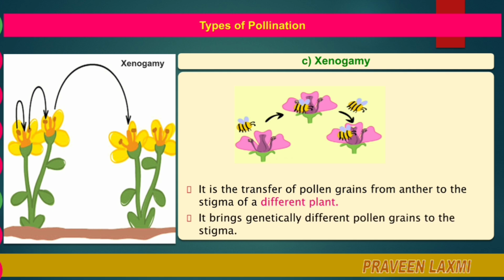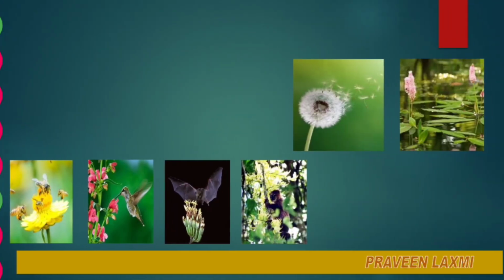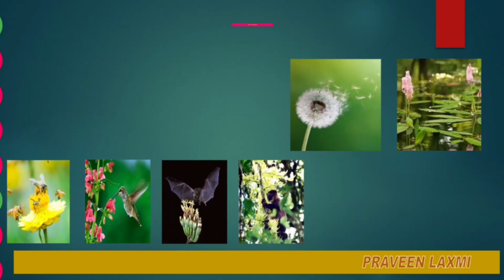What about the genetical similarity? Yes, it brings genetical difference. So in this type, xenogamy, we can find genetically different pollen grains on the stigma. So these are the three types of pollination that we have discussed.